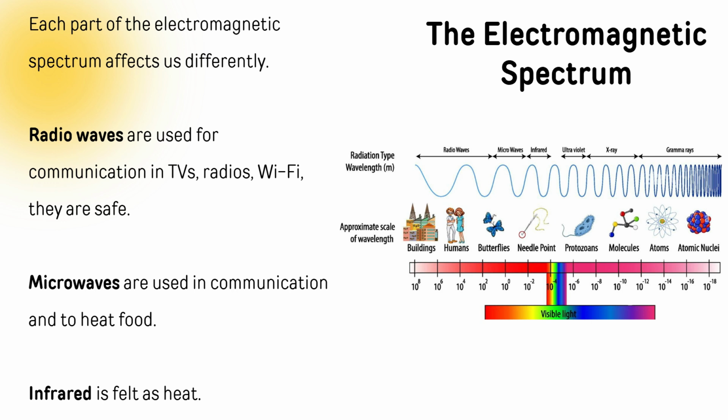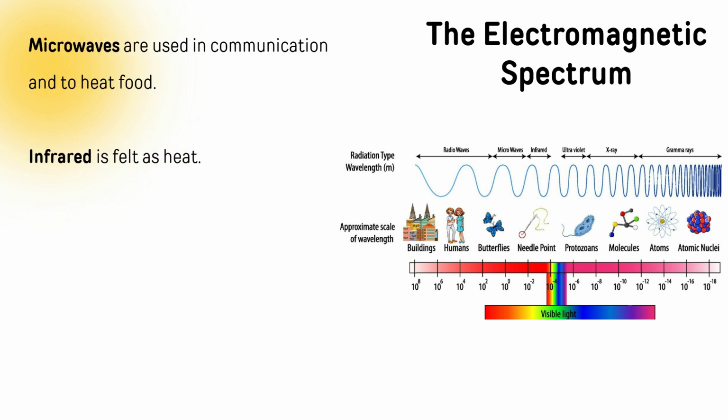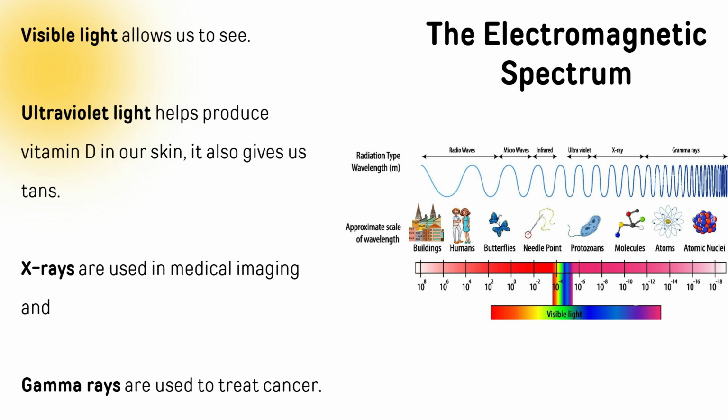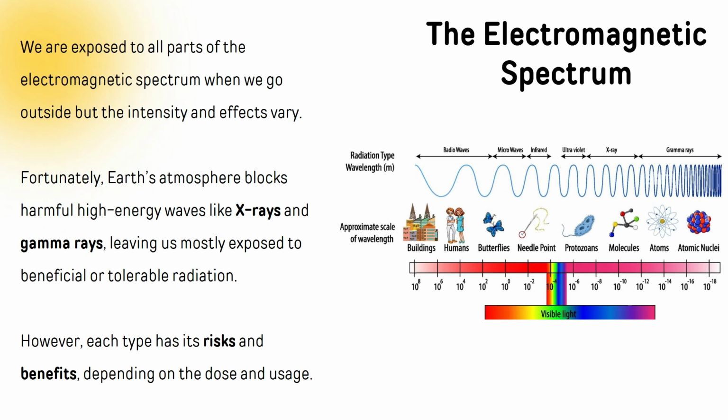Each part of the electromagnetic spectrum affects us differently. Radio waves are used for communication in TVs, radios, Wi-Fi, and they are safe, while microwaves are used in communication and they heat food. Infrared is felt as heat. Visible light allows us to see. Ultraviolet light helps produce vitamin D in our skin. It also gives us tans. X-rays are used in medical imaging, and gamma rays are used to treat cancer.